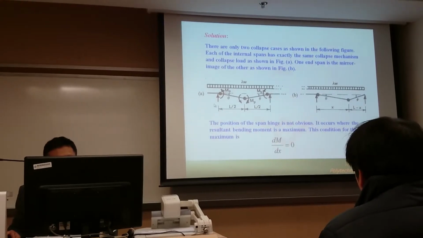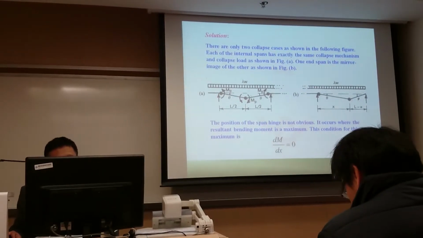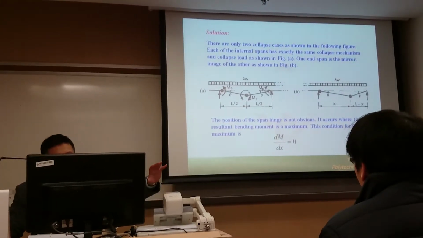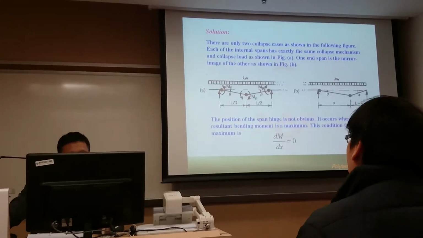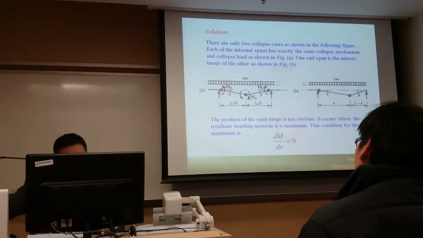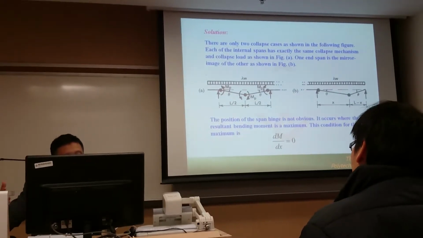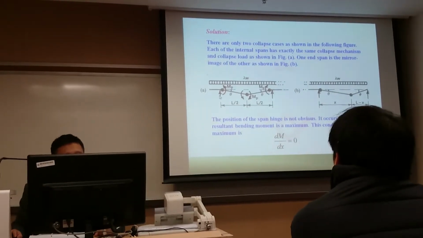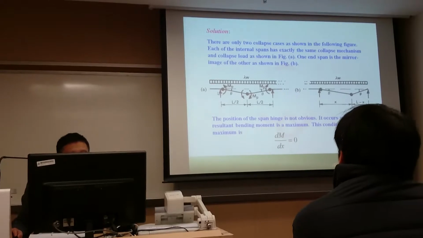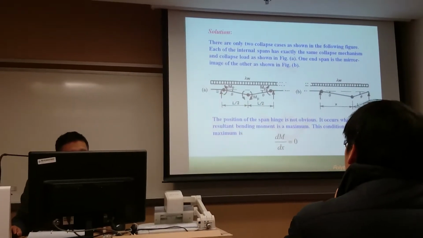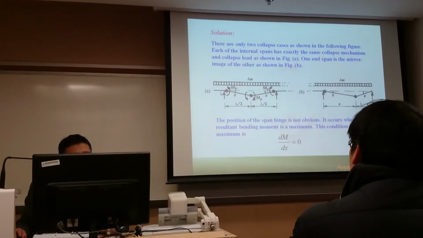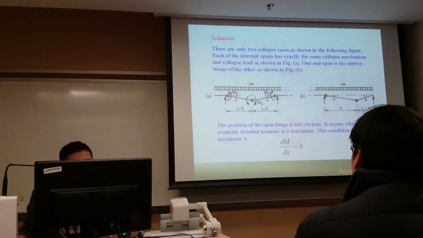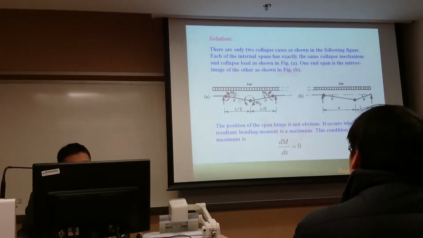In this special case, the moment at the left end is the same as the moment at the right end. But in the general case, maybe the left span has a different cross section from the right span. So maybe MP is different, because MP is equal to the lower value between the two adjacent spans. So, for example, for the middle span, the plastic moment for this span is equal to MP.